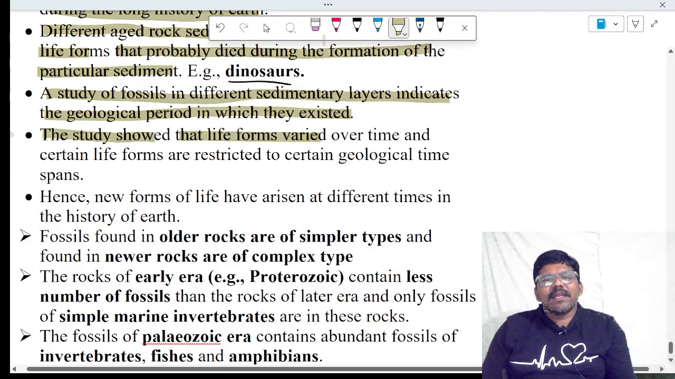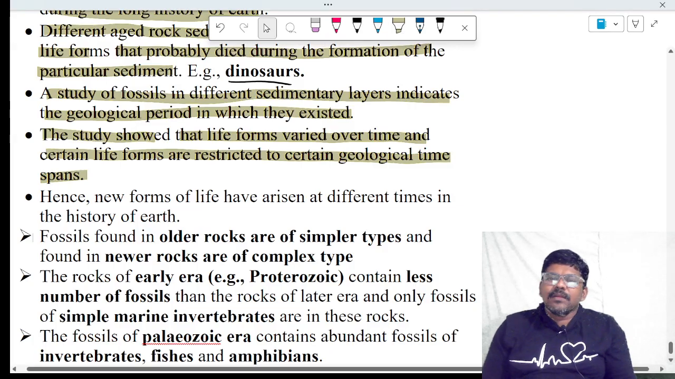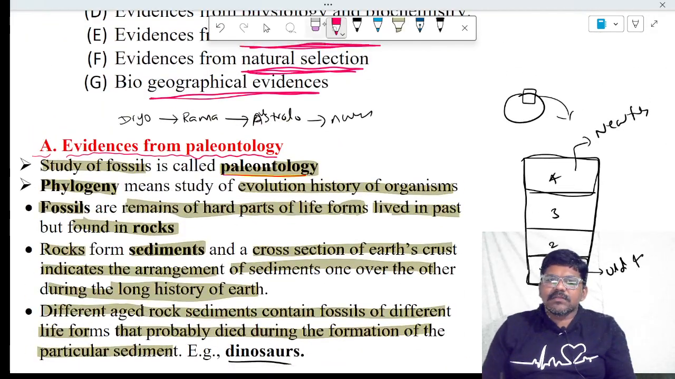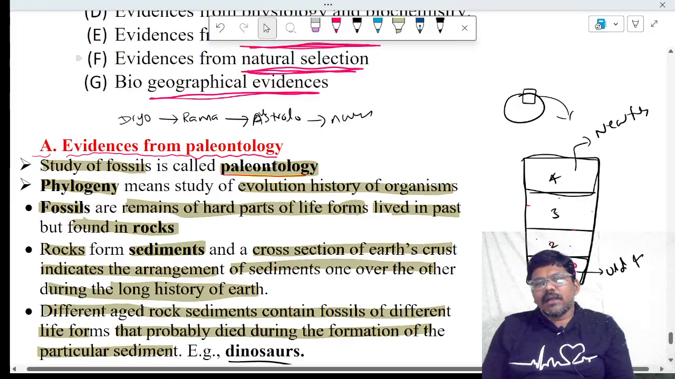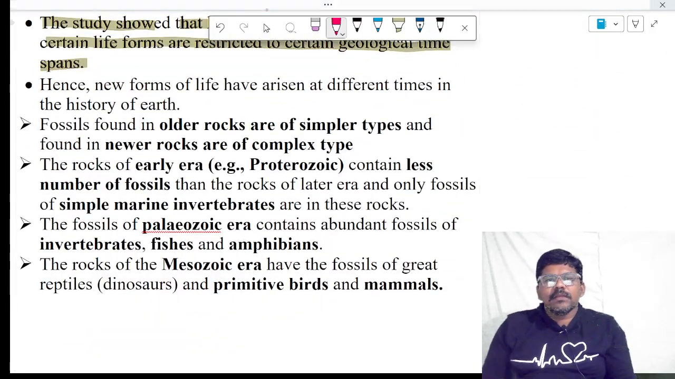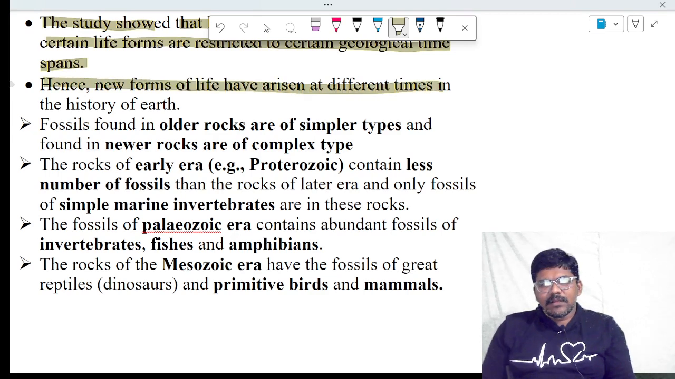The study showed that life forms vary over time. Certain life forms are restricted to certain geological periods. Meaning, if you find fossils in only one sediment, that indicates the organisms lived only at a particular period. If you find fossils in more than one sediment, we can say the organisms lived for more time on the earth. Hence, new forms of life have arisen at different times in the history of earth.